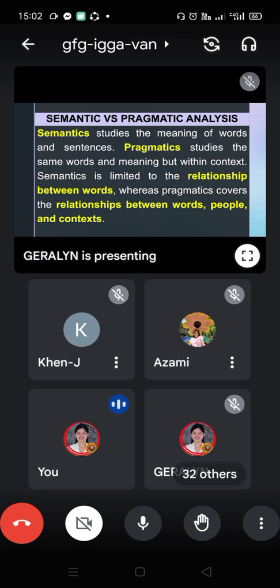Semantics is limited to the relationship between words, whereas pragmatics covers the relationship between words, people, and context. So semantics is just the meaning of the words, that's it. Pragmatics does not end with getting the meaning of the individual words, but covers the people and the context as well.